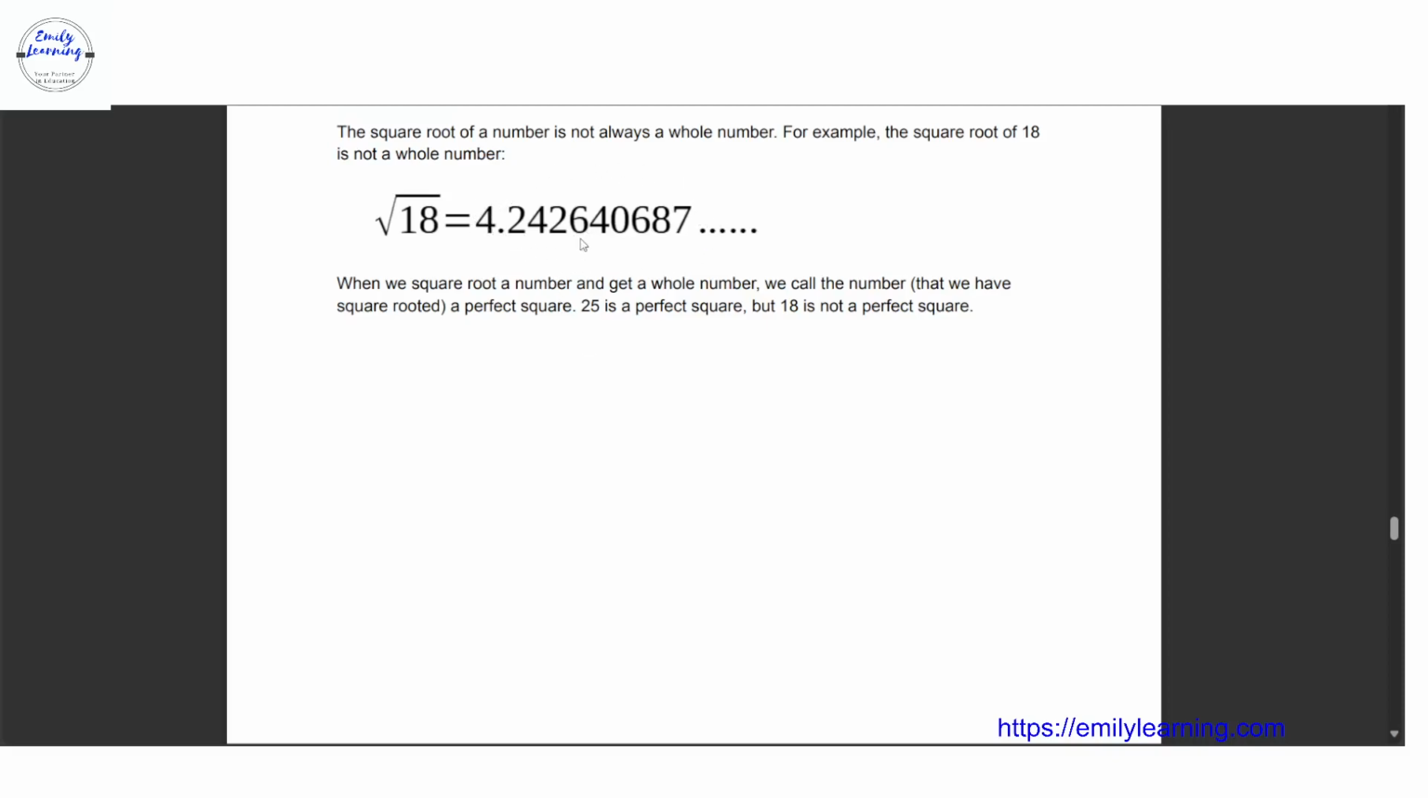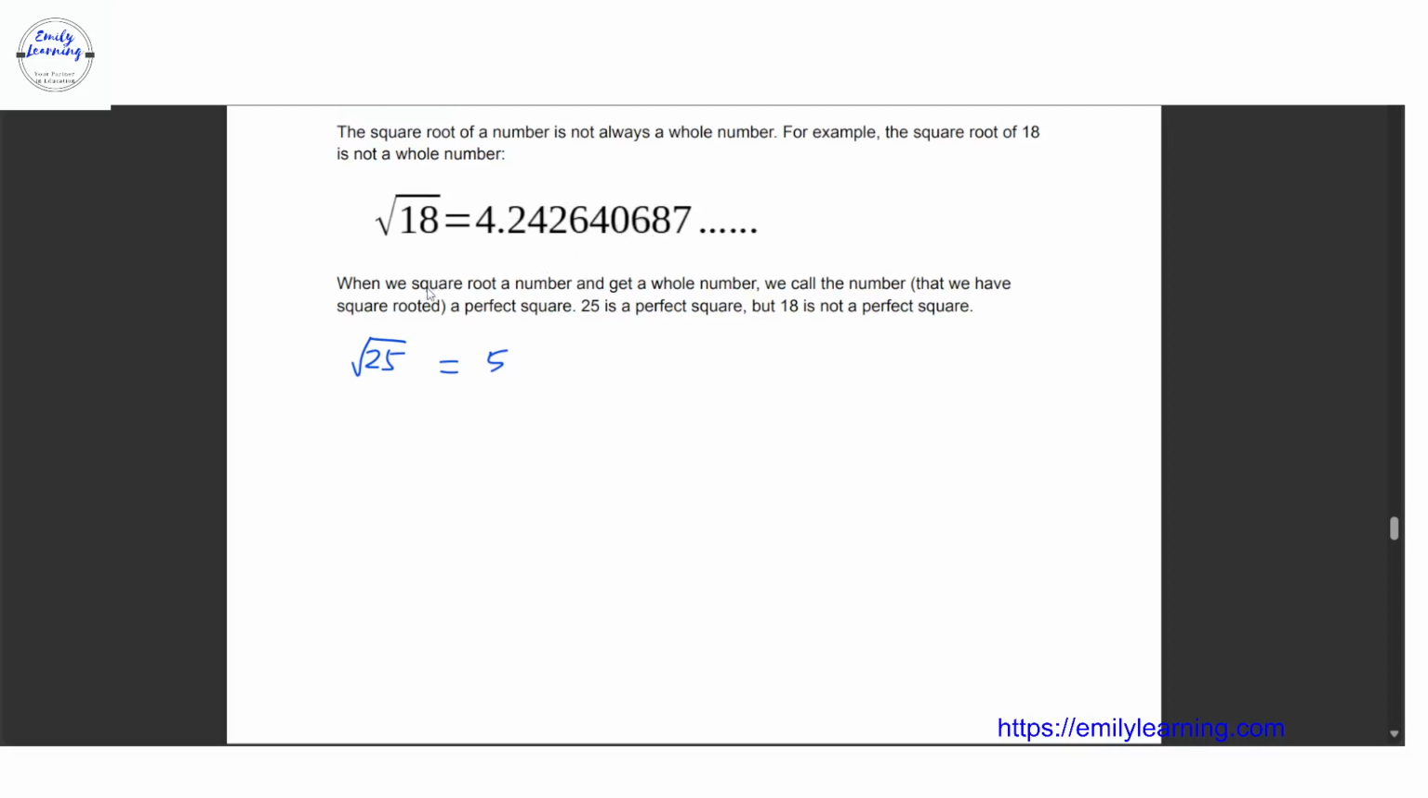So there's a term called perfect square. Recall that when we square root 25, we get a whole number 5 because 5 times 5 is 25. But when we square root 18, we get 4.242640687 and so on, and this number times itself will give 18. So the square root of 18 is this, and this is not a whole number. There's a lot of decimals.